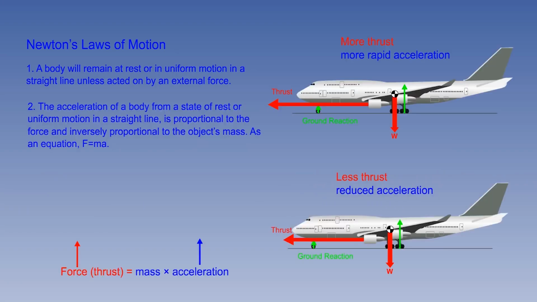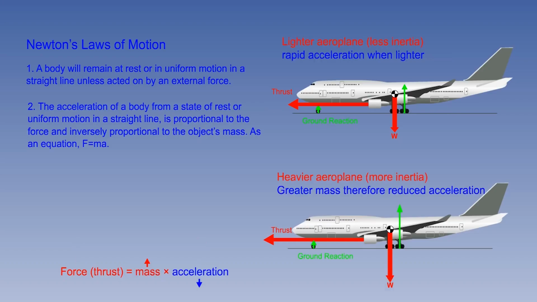Newton's second law shows that when a force is applied to a body, its acceleration is proportional to the size of the force and inversely proportional to the object's mass, because a heavier object has more inertia. Newton's second law has obvious implications on takeoff, as the aeroplane must accelerate to reach its takeoff speed, and will do so quicker if the engine thrust is greater, or if the aeroplane has less inertia because it is lighter.